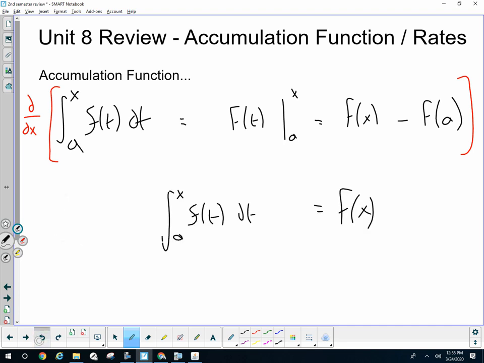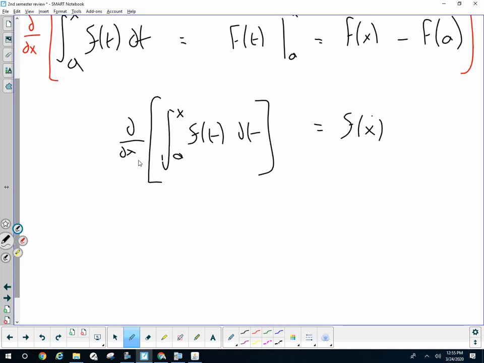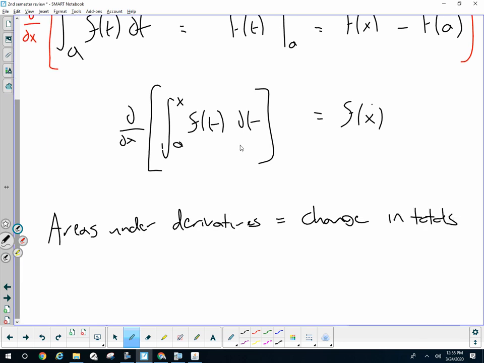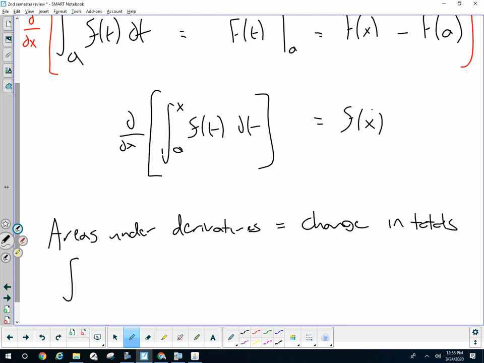Let's keep this up here because this is important. Areas under derivatives equal change in totals. If you know how much area is under a graph of f prime, this is really, if you know this is like 4 and this is 2.